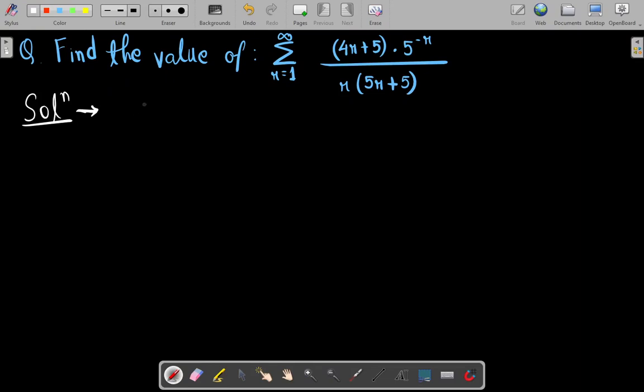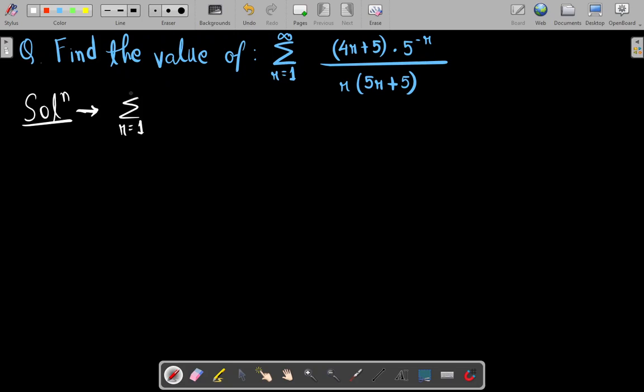Hello everyone. In this question, we are asked to find the value of an infinite sum of r from 1 to infinity, and in the numerator it is the product of 4r plus 5 times 5 raised to the power minus r, and in the denominator it is the product of r times 5r plus 5. Okay, so it looks very clumsy. So let us see what we can do here.